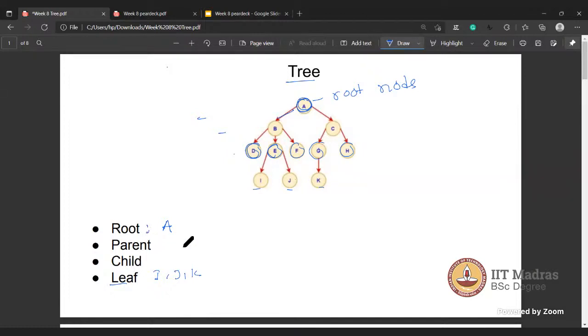D, F, H will also be leaf nodes. Sorry, I forgot. So a child node can be a leaf node simultaneously. Like D and F are the child nodes of B, and they don't have any more extensions, so D and F can be leaf nodes also.